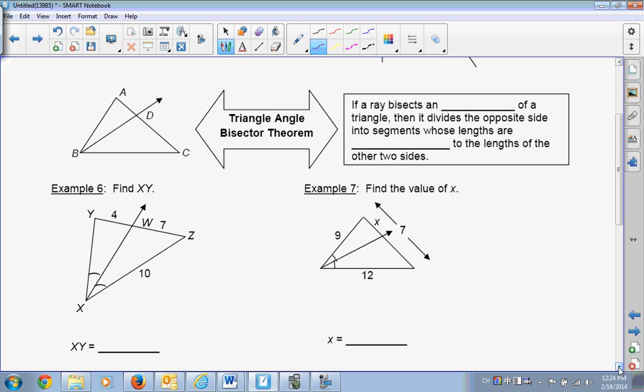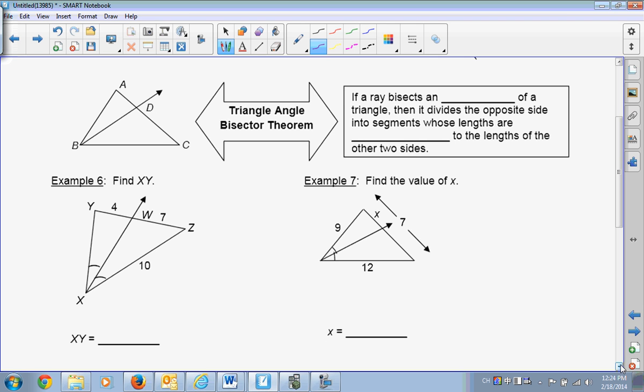We're going to move on to our last theorem called the triangle angle bisector theorem, which just states that if a ray bisects an angle of a triangle, so this is bisecting this angle right here, angle B, then it divides the opposite side into segments whose lengths are proportional to the lengths of the other two sides.